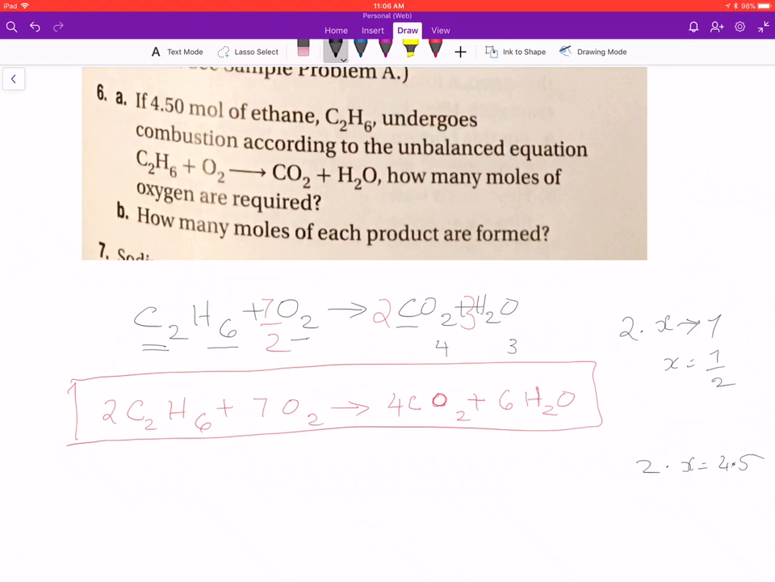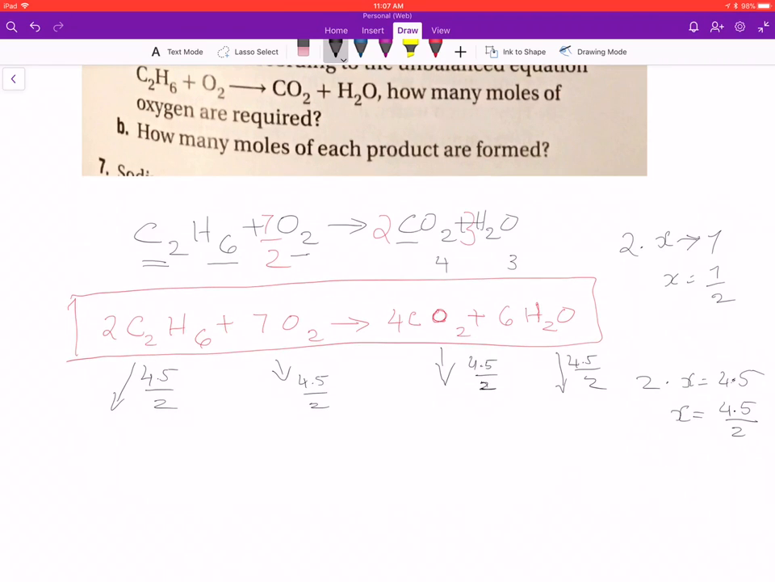So when you multiply 2 with something, you get 4.5. So what is that something? That something is 4.5 divided by 2. That's it. So here you multiply this with 4.5 by 2. Same thing here. Multiply this with 4.5 by 2. Same here. Same here. Okay, so now you will get the answer.